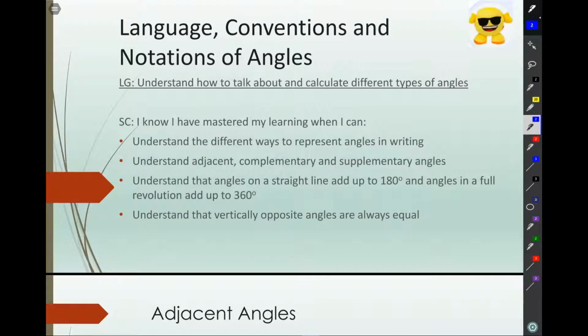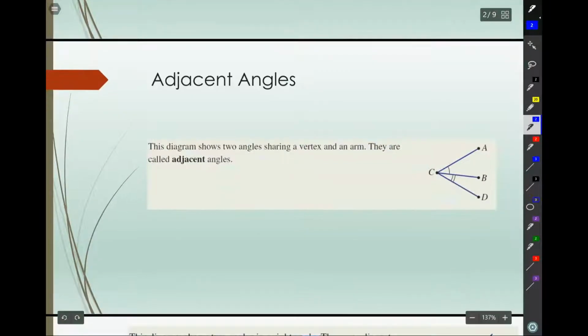The next point we're going to be talking about in this video is adjacent angles, and specifically we're going to talk about adjacent complementary angles and adjacent supplementary angles. So you don't need to write everything on this slide again, but on your notes now, give yourselves a new heading, adjacent angles, and we're going to talk about exactly what an adjacent angle is.